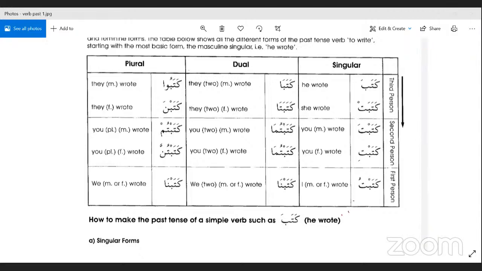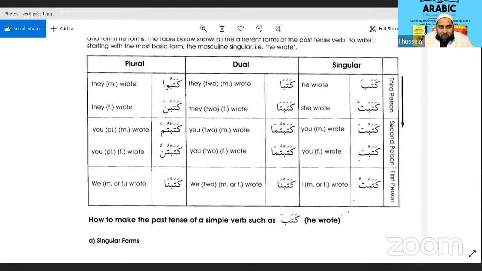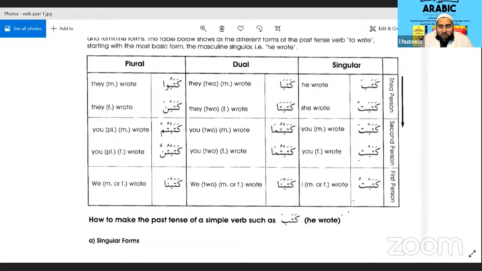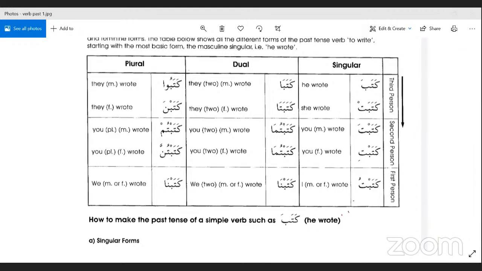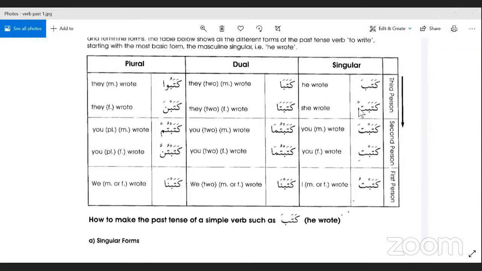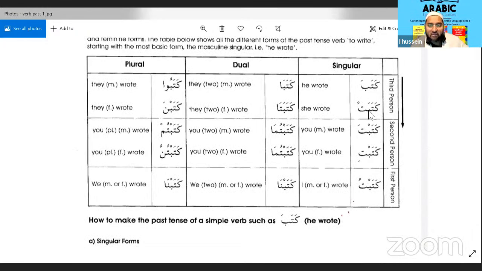Now I'm going to test you. The verb kataba means he wrote. How do you say I wrote? Katabtu. How do you say we wrote? Katabna. She wrote. Katabat. Not katabti, katabat, third person. She wrote. It says the translation next to it.